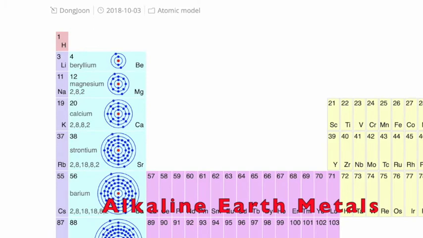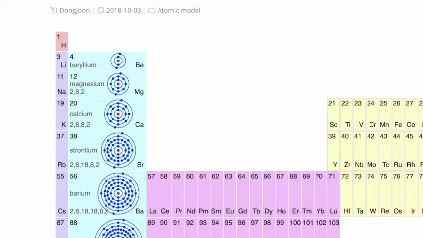The alkaline earth metals are just to the right of the alkali metals. These have 2 valence electrons. Now, if they lose 2 electrons, they'll have a full outer valence shell, and so they typically form cations that have a 2+ charge.